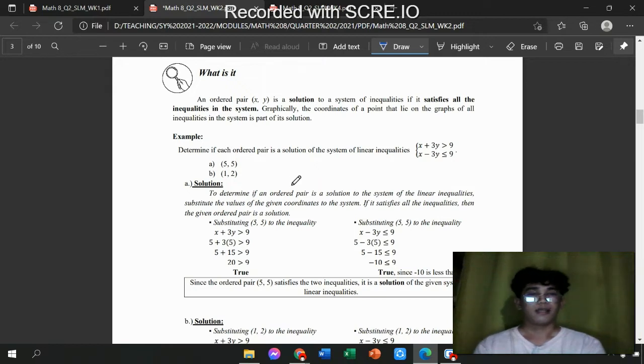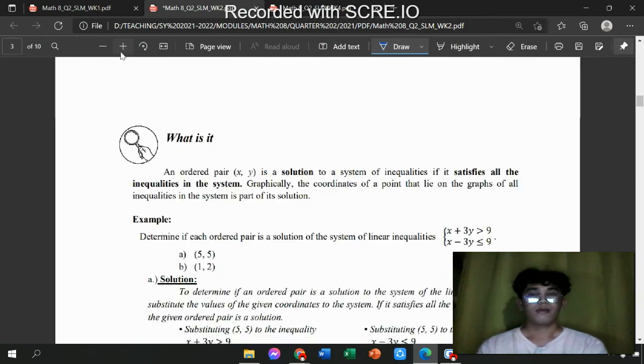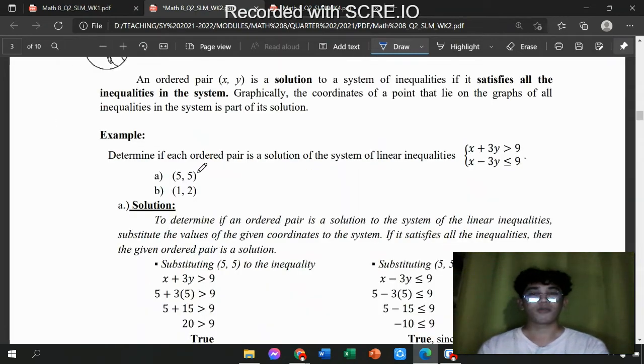Kindly take a look at the example. Determine if each ordered pair is a solution of the system of linear inequalities. So kabantay mo natay duha ka linear inequalities. x plus 3y is greater than 9 and x minus 3y is less than or equal to 9. Again, kung naibagli sa ubos, that means or equal to, less than or equal to, greater than or equal to. So this is x minus 3y is less than or equal to 9.